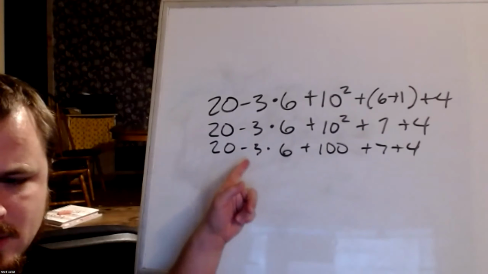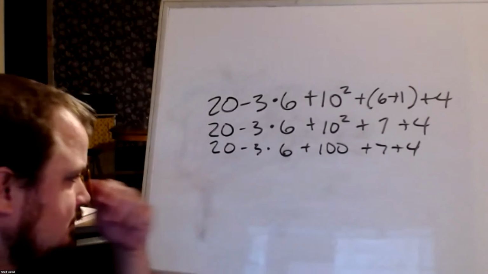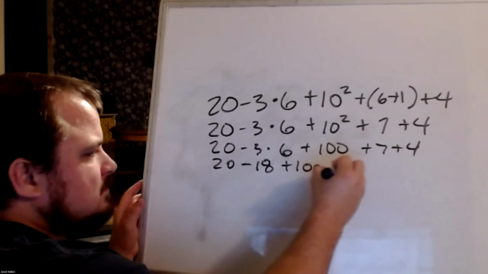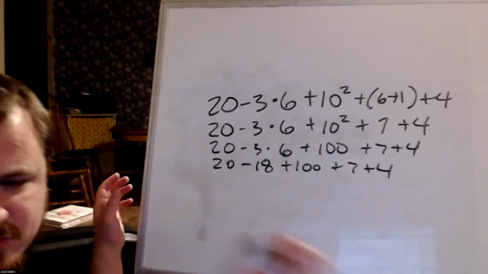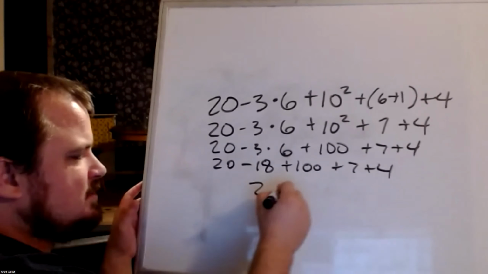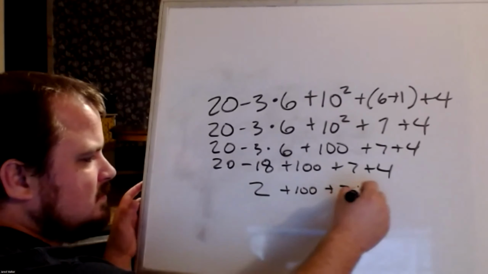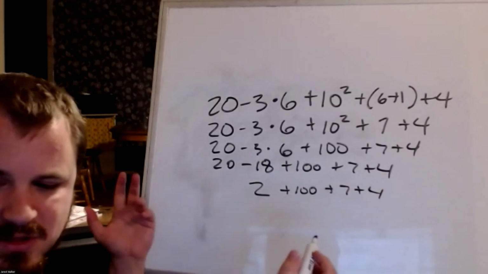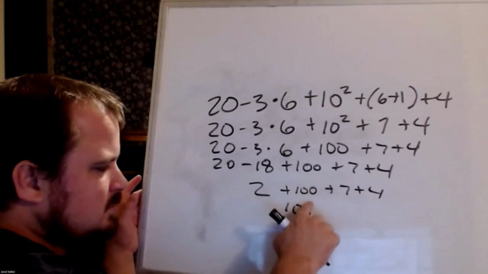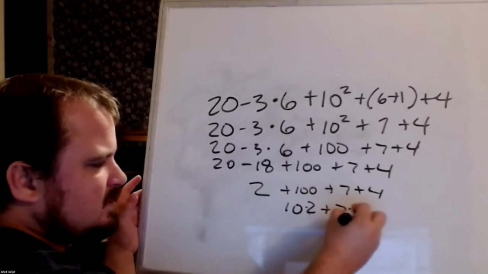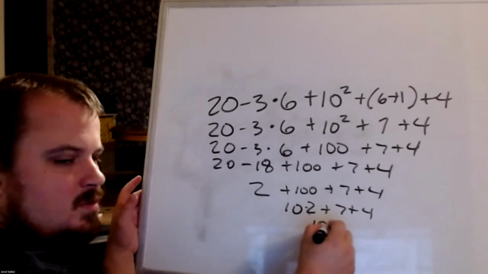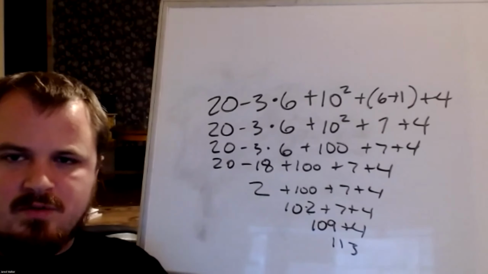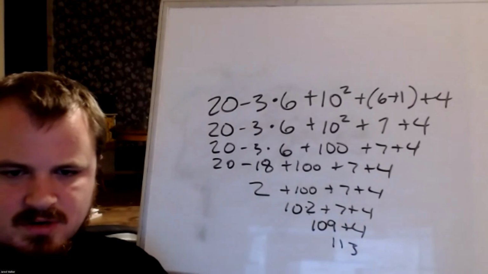Well, what's next is going to be the one multiplication we have on there. And now we just work from left to right. So 20 minus 18 is 2. This you probably could just do all at once, but I'm still going to be thorough. I'll do one step at a time. 102 plus 7 plus 4. 109 plus 4. 113. All right. Order of operations. Back to share screen.